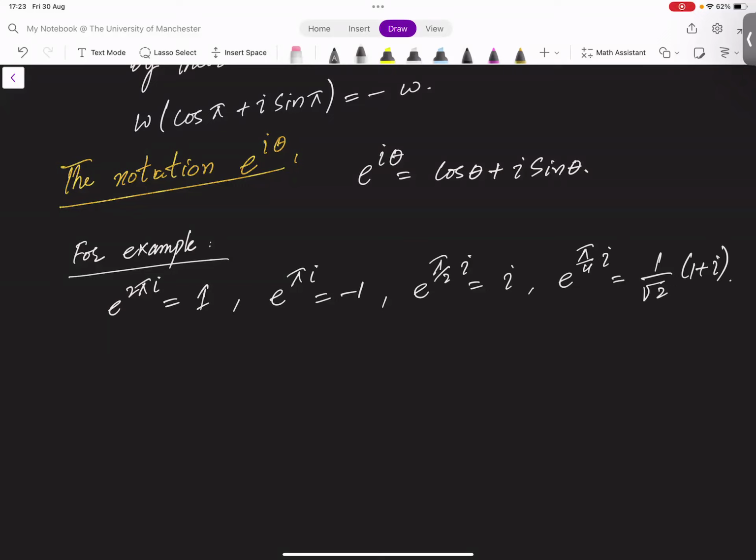Also, for any integer k, e^{iθ} can also be written as e^{i(θ + 2kπ)}. Each of the complex numbers e^{iθ} has modulus 1, and the set consisting of all of them is the unit circle in the Argand diagram, that is, the circle of radius 1 centered at the origin.